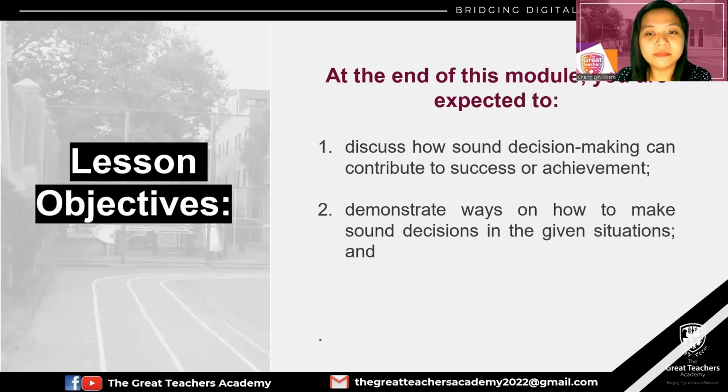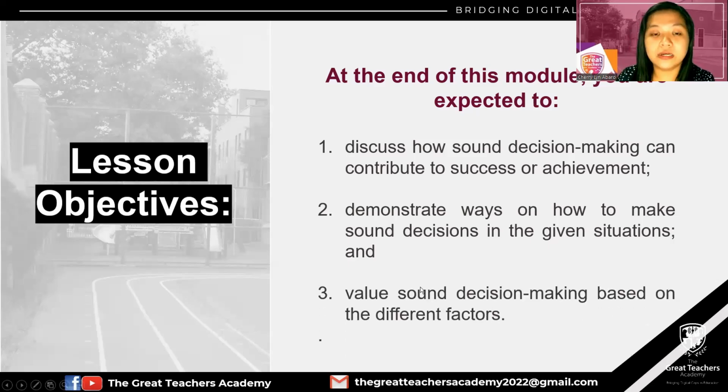Okay, so and demonstrate ways on how to make sound decisions. And lastly, value sound decision making based on the different factors. So later on, we will discover some factors that might affect our decisions and makatulong din siya somehow when it comes to decision making. Okay, so those are our lesson's objectives for today.